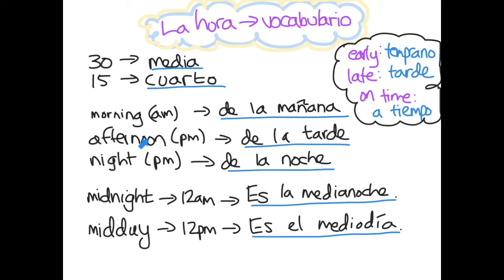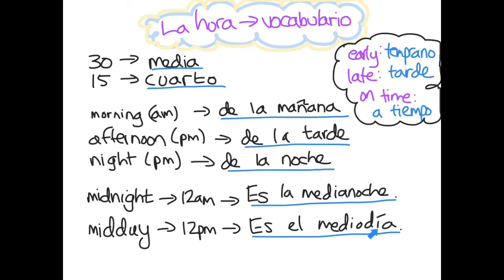Now the crossover where afternoon and night happens is kind of a gray zone, so what you decide adds to your message, how early or late something tends to happen. Then we've got midnight and midday. So to be clear, on a clock, midnight would actually be read as 12 a.m. To say it's midnight in Spanish, we say es la medianoche. Midday or noon would be 12 p.m. That would be said es el mediodía.